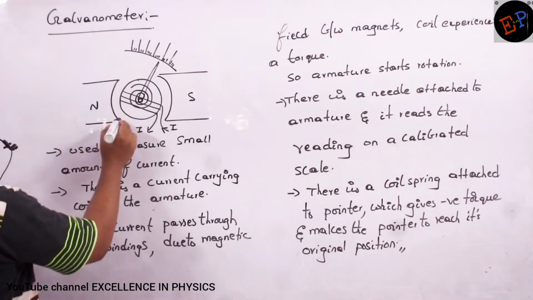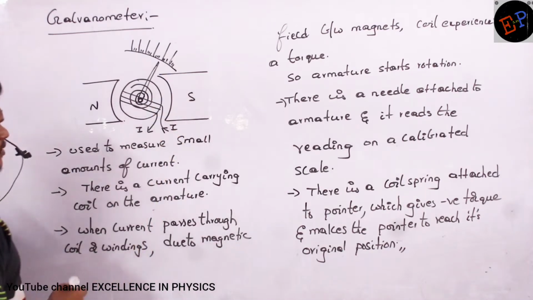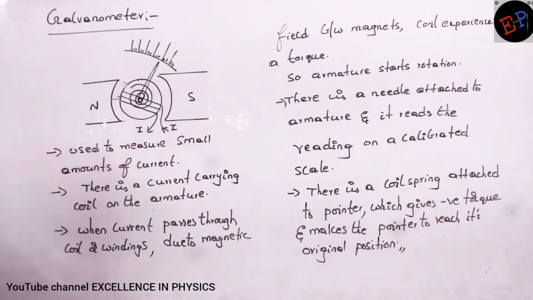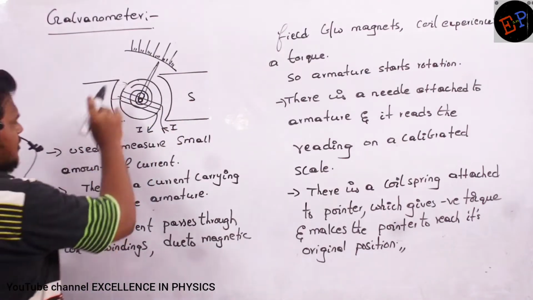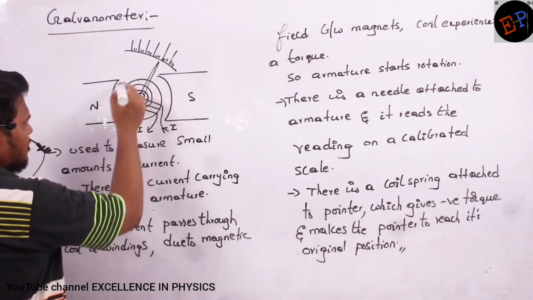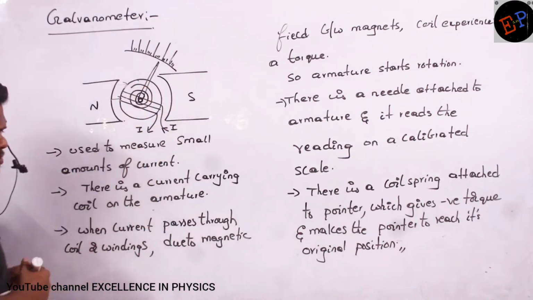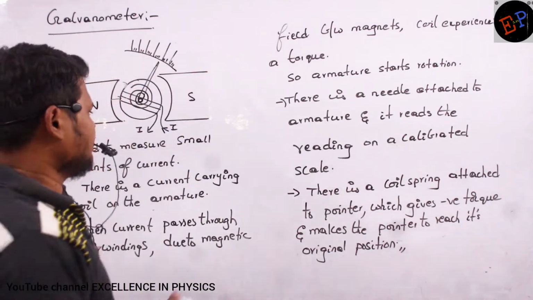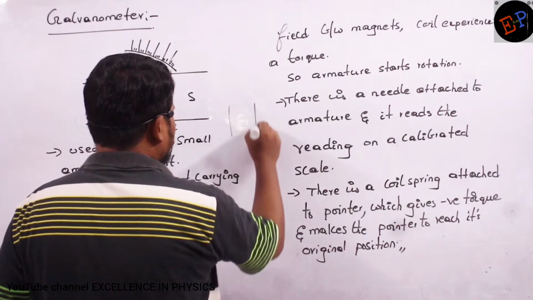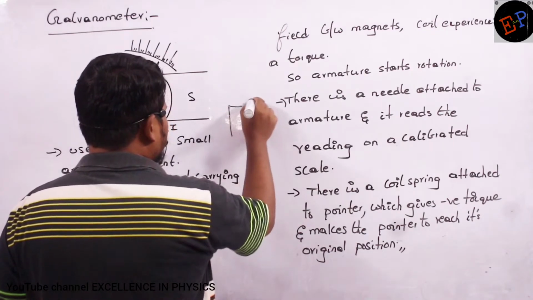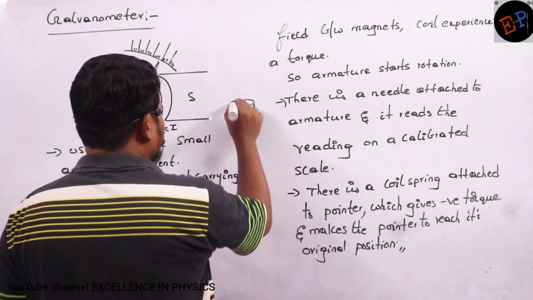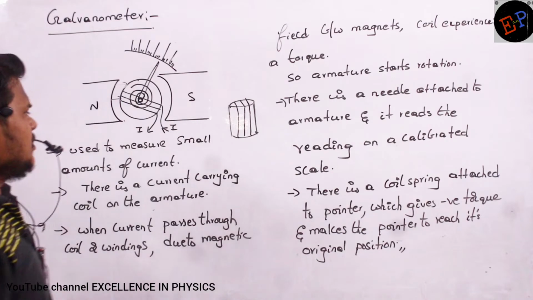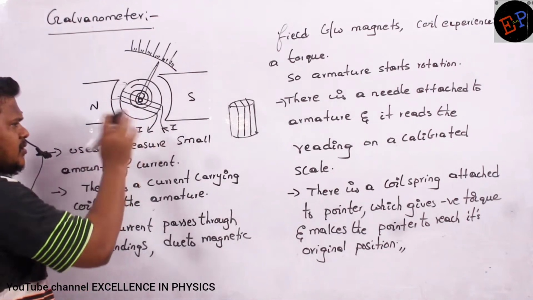So here we have two magnets which provide the magnetic field, and we know that magnetic lines of force travel from north pole to south pole. Clear? And in the gap between these two poles there is an armature. On this armature we can find the windings or coils which are present. Through these windings only we make the current pass.